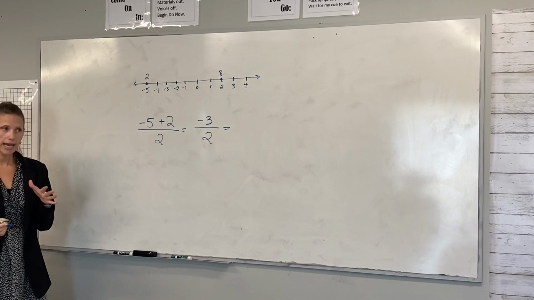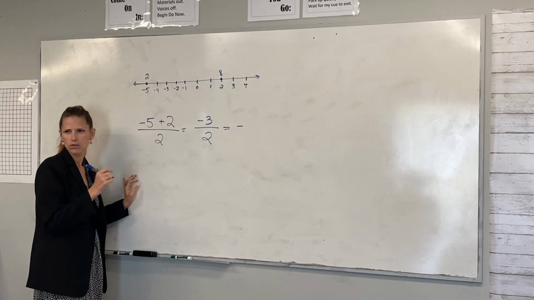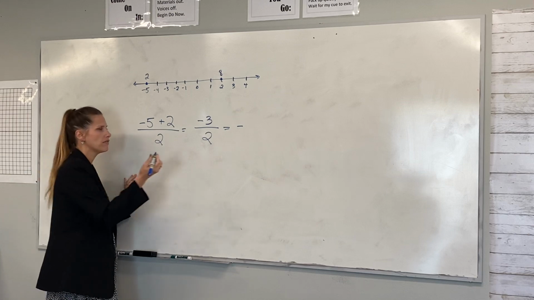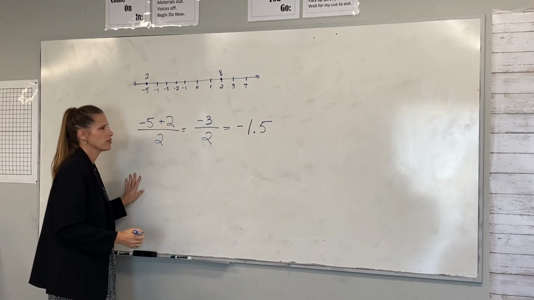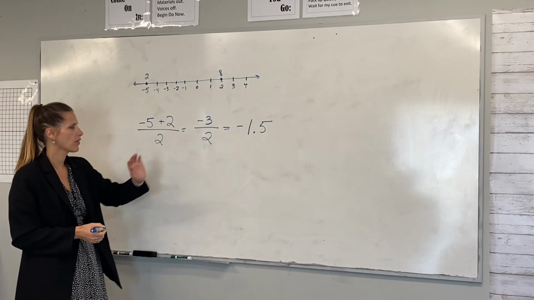You said half, but it's not a half. It's 1.5. So it would be negative 1.5. And the reason I wanted to get all the way to a mixed number or a decimal number is because I want to show it on the number line.